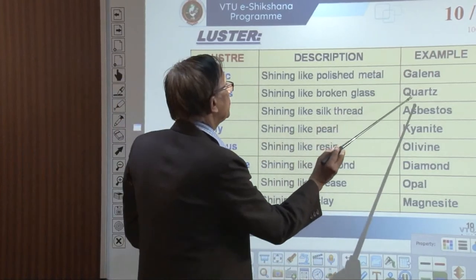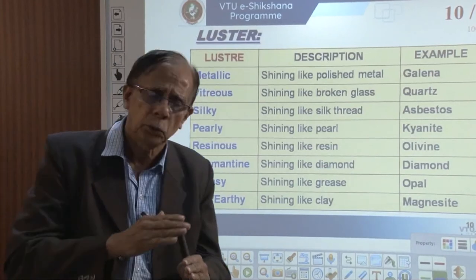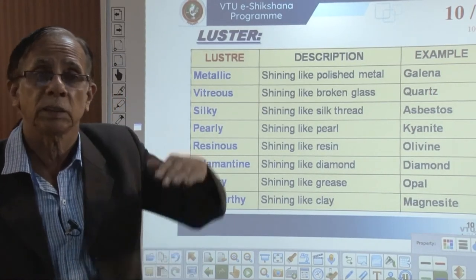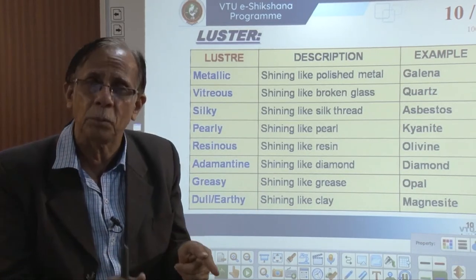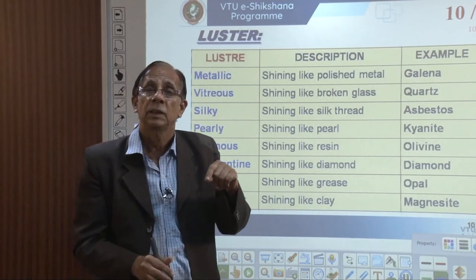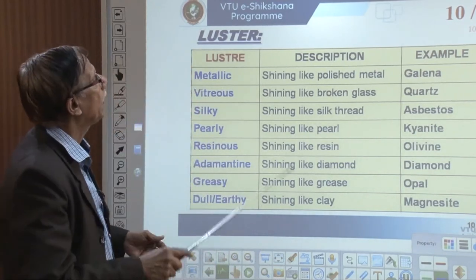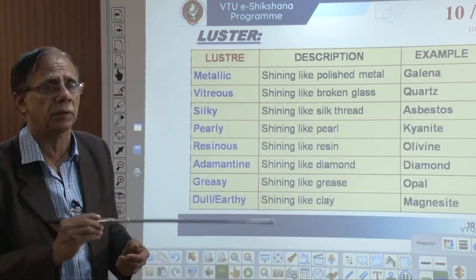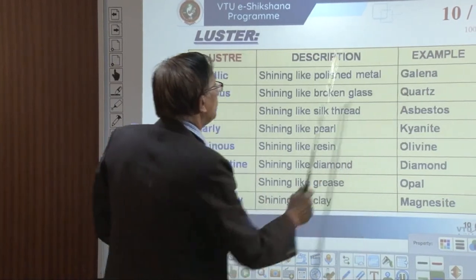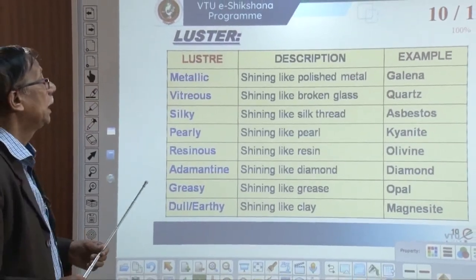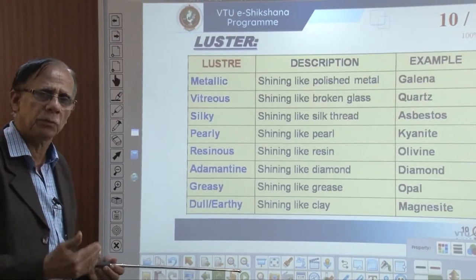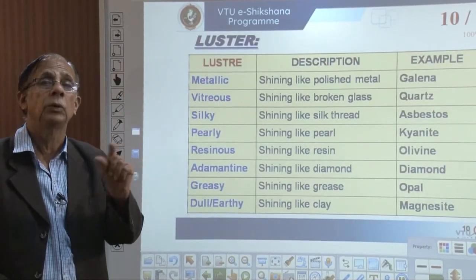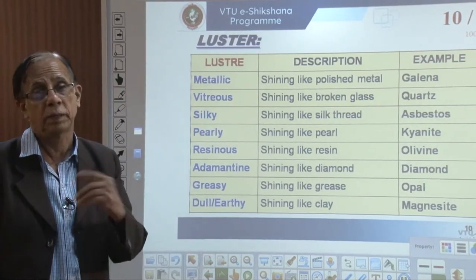Vitreous luster is quartz. For example, what is vitreous? You take a glass, break it, see how the edge of the glass shines. Glass is colorless, but if you see the edge, they exhibit some color. We can say it is a vitreous luster. People also often call it a glassy luster. Glassy habit is different, glassy luster is different. Broken glass like minerals like quartz exhibit that kind of luster. Now I can easily say whether it is a quartz or not. If quartz, it has to exhibit this kind of luster, but a diamond, if I break, it may not exhibit that kind of luster. Both are crystalline, both are colorless, both are hard, but I can distinguish.